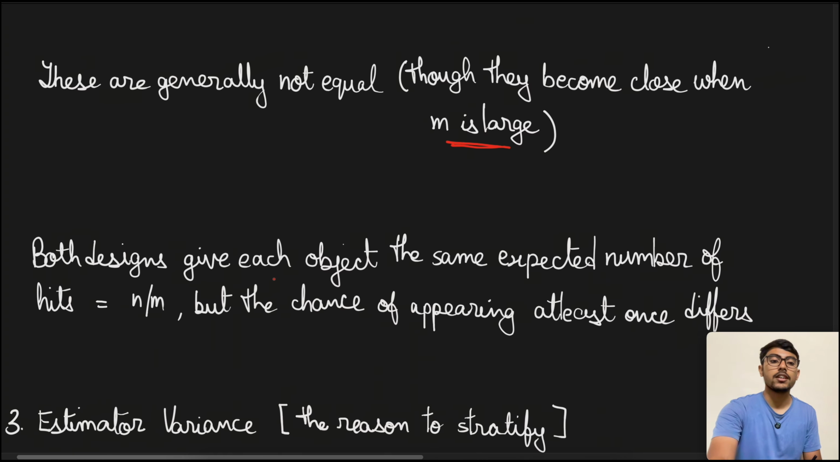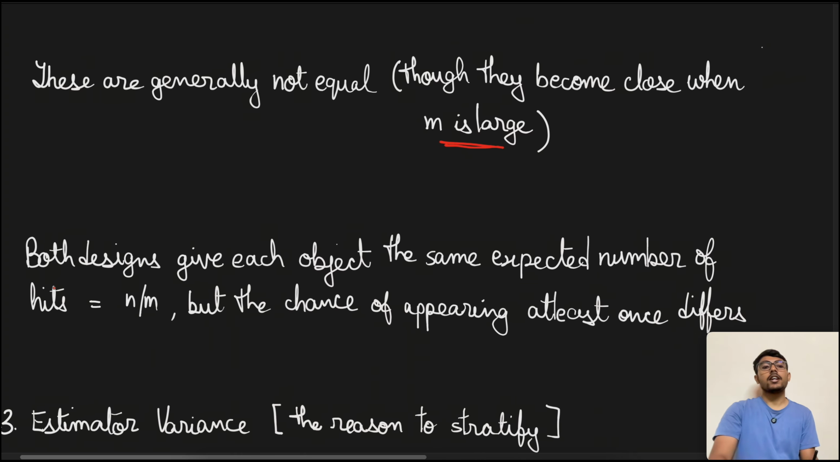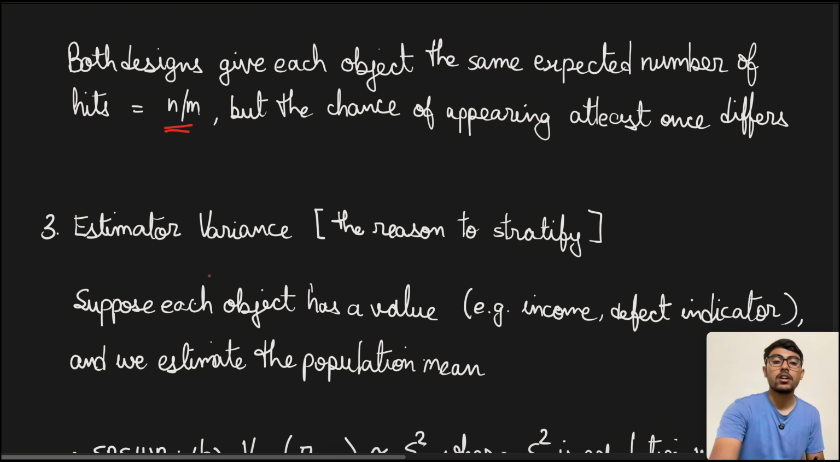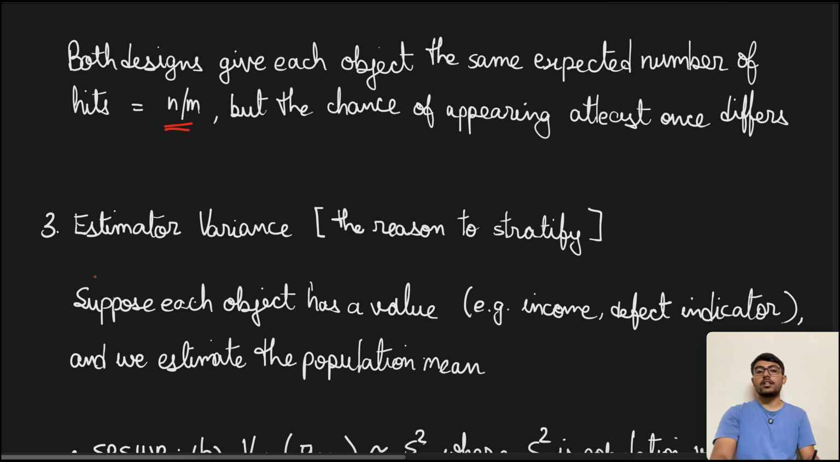Next, we see the similarity a bit. Both designs give each object the same expected number of hits, that is n by m, right? But the chance of appearing at least once has differed in both the cases. So the third difference is estimator variance.